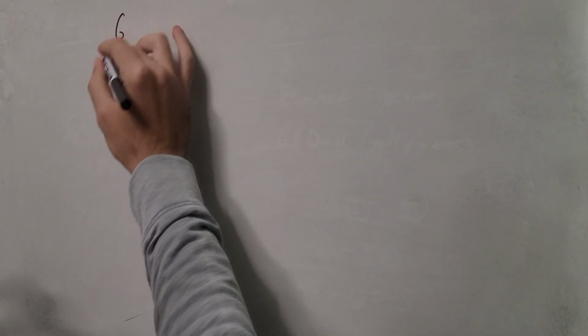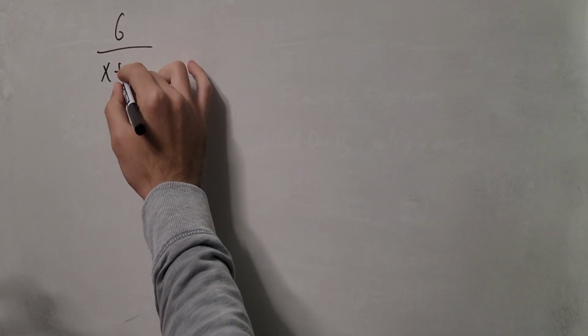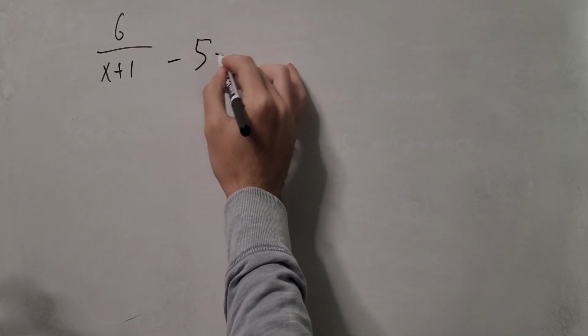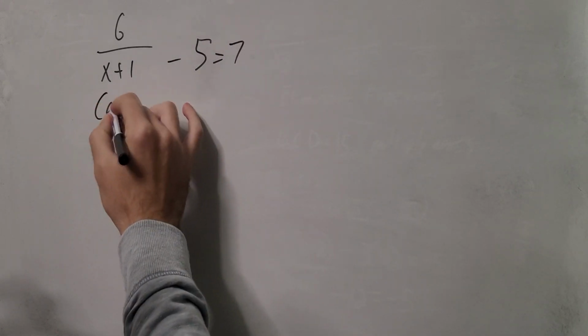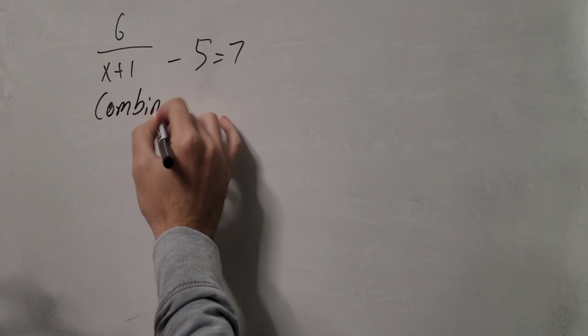All right, so continuing on, we have some more problems. Let's see what happens when we have a variable inside the denominator. Let's see how that changes the problem. 6 over x plus 1 minus 5 equals 7. Okay, so my first step is to combine like terms. You always want to combine like terms any moment you can.